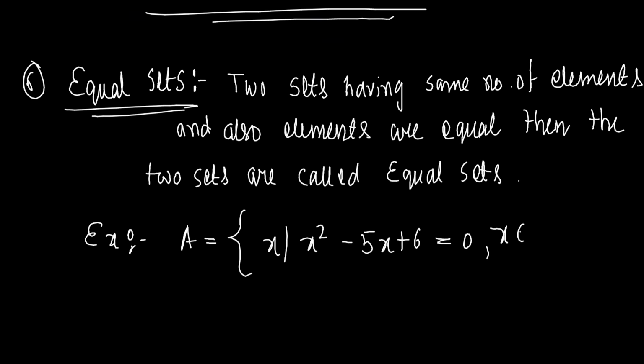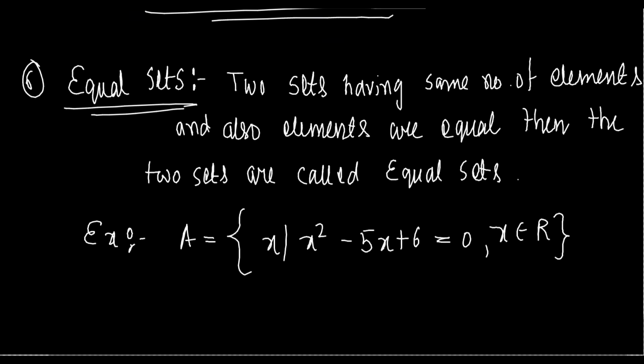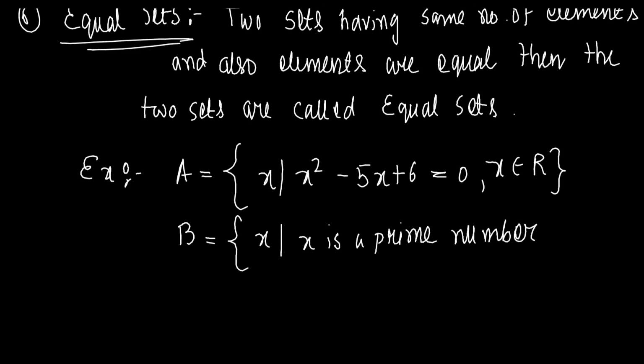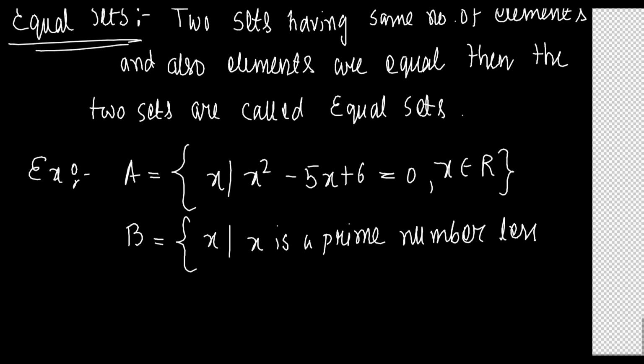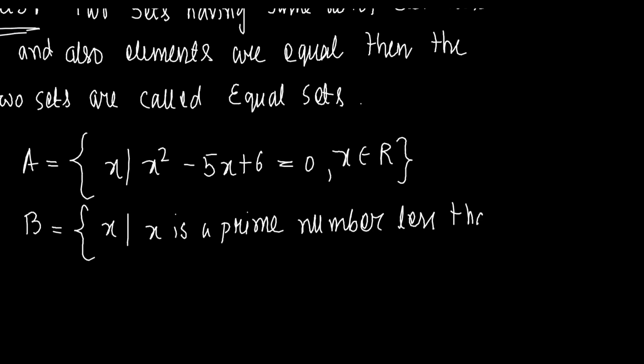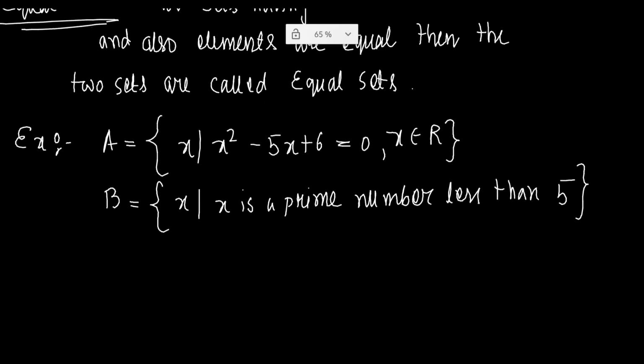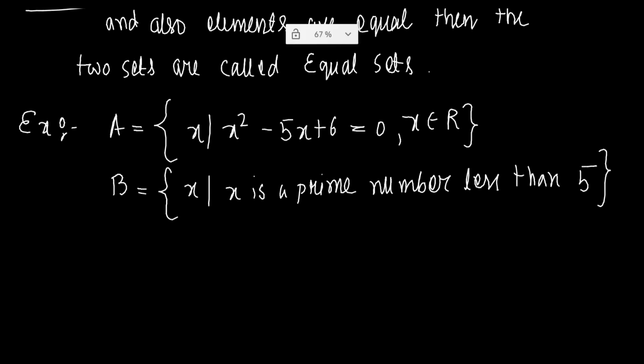X belongs to real numbers. And another set B is given where x is a prime number less than 5. So these two sets are given, and we have to tell what type of sets they are.